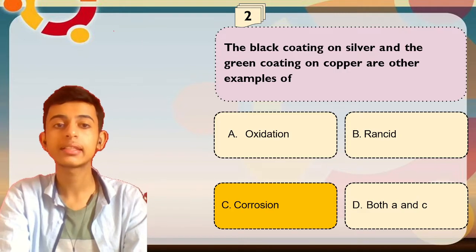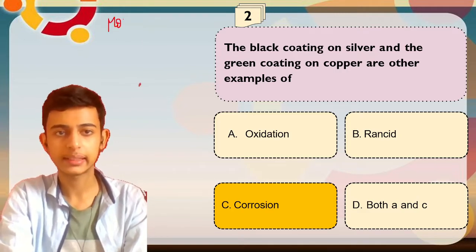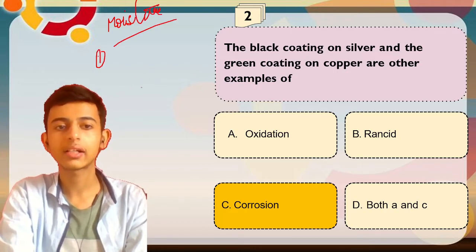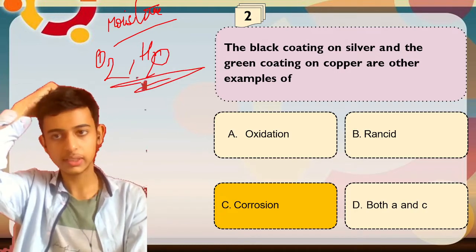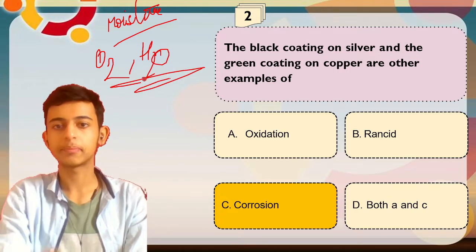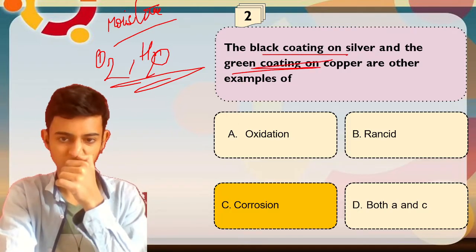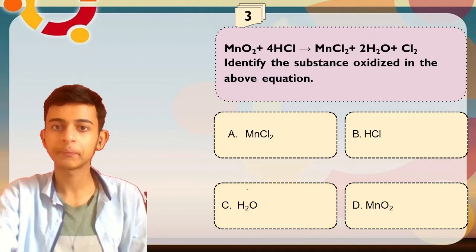Corrosion happens because of moisture, basically. When the metal reacts with oxygen and water present in the atmosphere, then corrosion takes place. So black coating on silver and green coating on copper are examples of corrosion. Oxidation and corrosion were confusing, but the answer is corrosion.